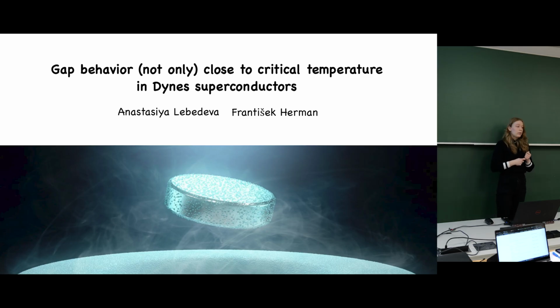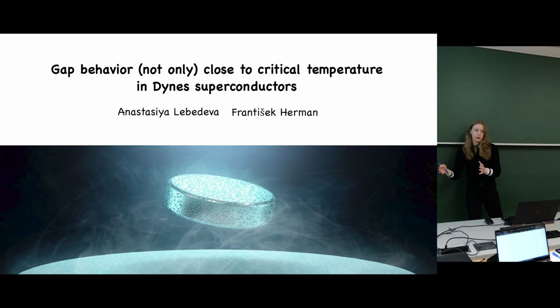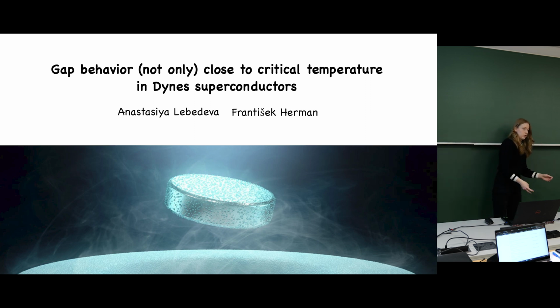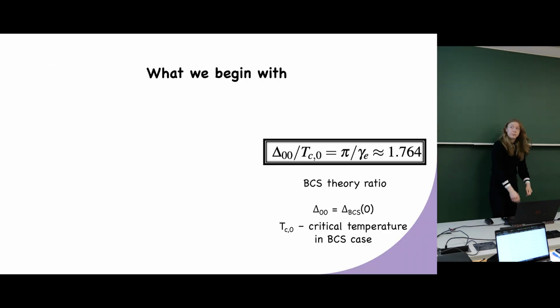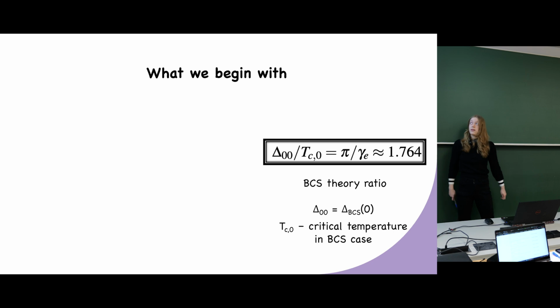So the goal of our work is to find out as much as possible about the energy gap: how it behaves close to critical temperature, how it behaves close to zero temperature, how it behaves in some range of temperatures. So let's look at what we will use to achieve this goal. The first is the BCS-theory ratio, which connects the energy gap, which is delta 00, and the critical temperature.